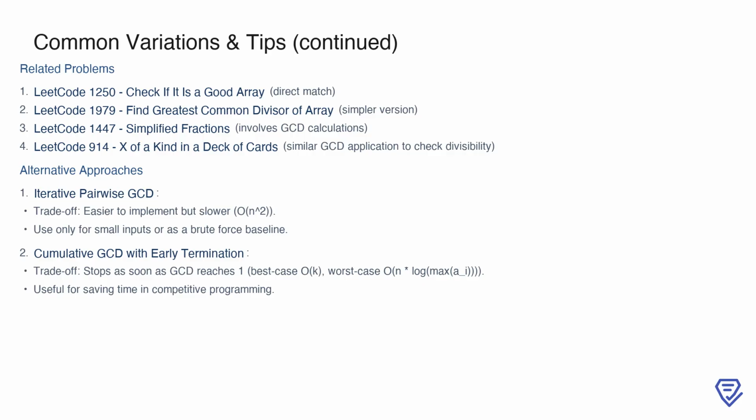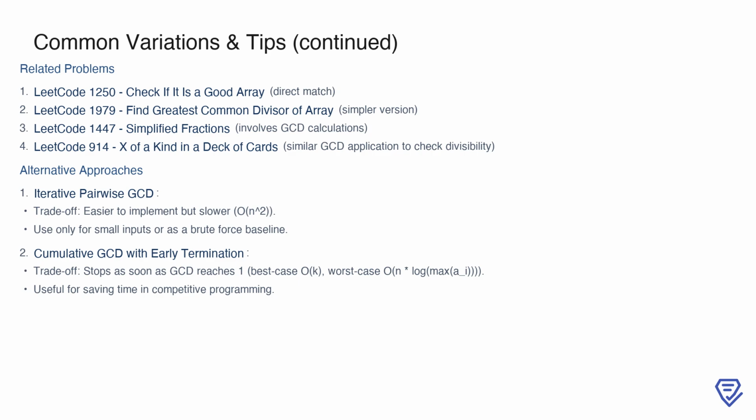Problems like LeetCode 1447, which deals with simplified fractions, and LeetCode 914, which uses GCD to check divisibility, are also relevant due to their reliance on GCD calculations. As for alternative approaches, one option is the iterative pairwise GCD method. While easier to implement, it's slower with a time complexity of O(n squared), making it suitable only for small inputs or as a brute force baseline.